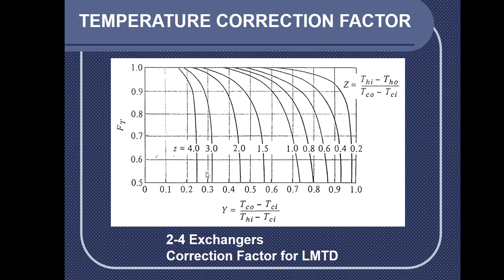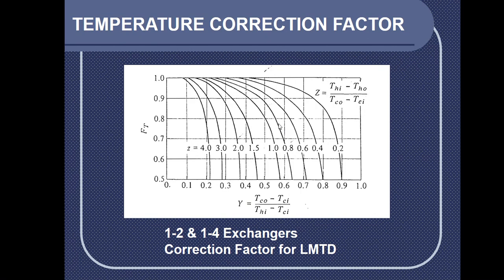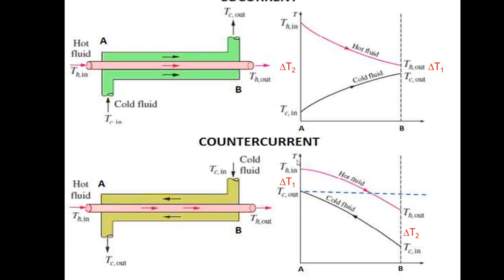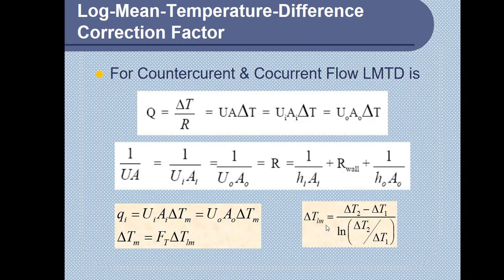That's how you use this particular set of diagrams together with the formula for delta T log mean to get the amount of heat that is transferred, either on the inside fluid or on the outside fluid, depending on what the problem requires. Nonetheless, whether we're computing based on the inside fluid or the outside fluid, the amount of heat transferred should be equal at all times.